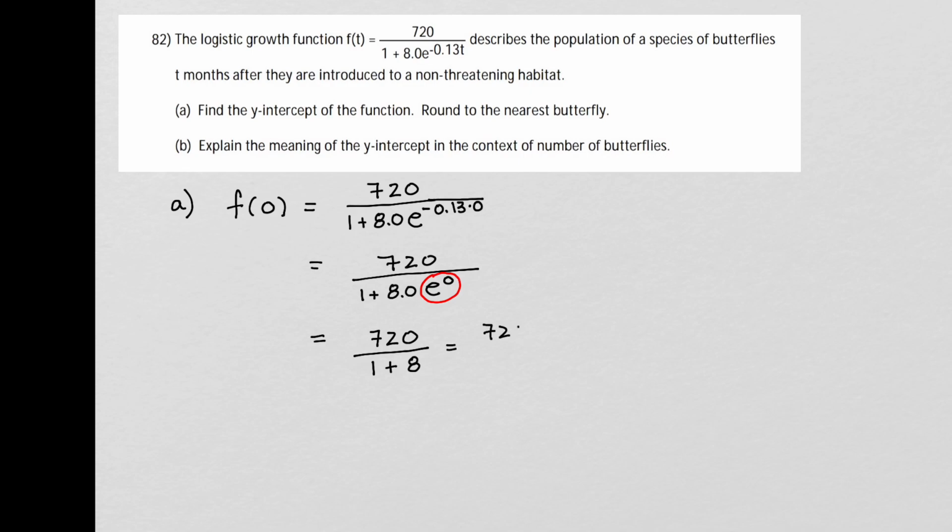So I have 720 over 9, and that goes in evenly, so I didn't even have to round. And I get 80 butterflies.